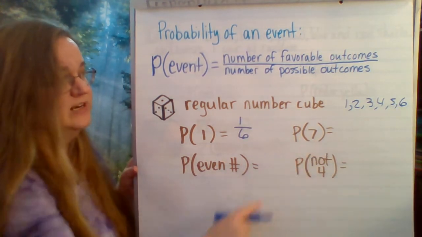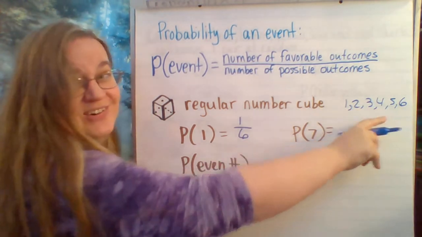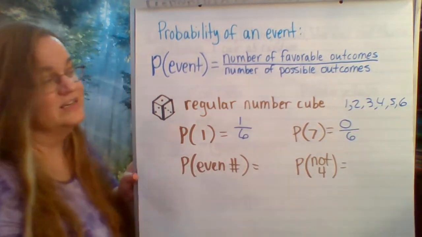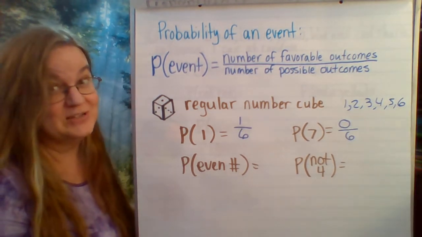What's the probability of getting a 7? Well, there isn't a 7. So you have a 0 chance out of 6. And so that's an impossible event.